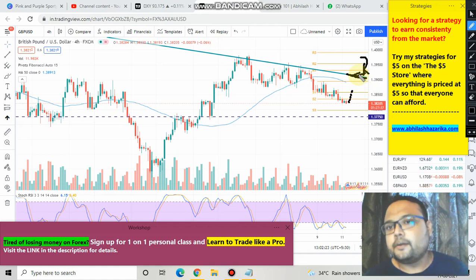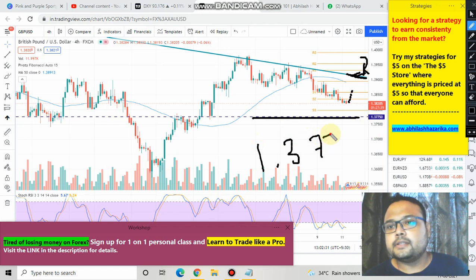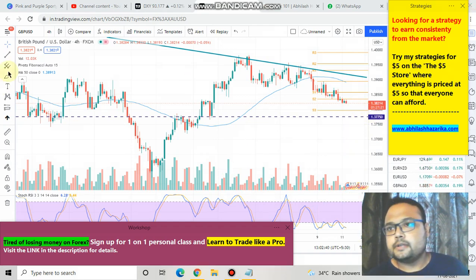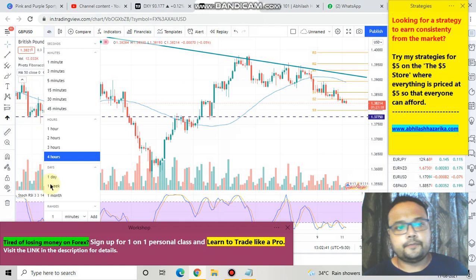The second trading opportunity is, as you can see, I have drawn another line here, 1.3775. This level is also very much important for the market, because this level belongs to the weekly chart.